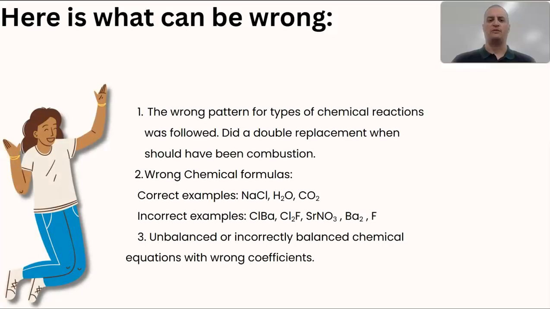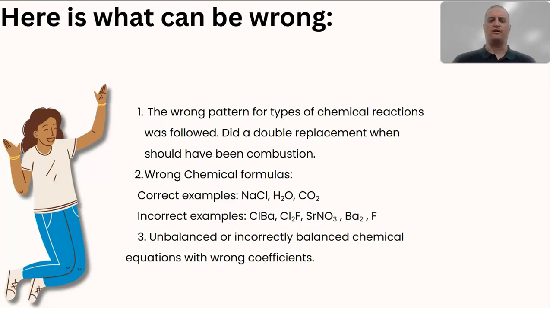So there's a few things that can be wrong. It's the wrong pattern, such as they did a double displacement when it should have been a combustion. This would also cause wrong chemical formulas. Some correct examples: NaCl, H2O, CO2. Incorrect, where they maybe put the nonmetal first, or they have two nonmetals put together and they crisscross some weird stuff. Or something like strontium nitrate, which should have two nitrates, not just one. Or could be having some elements that are diatomic when they shouldn't be, or things that they put as one atom when they should be diatomic.